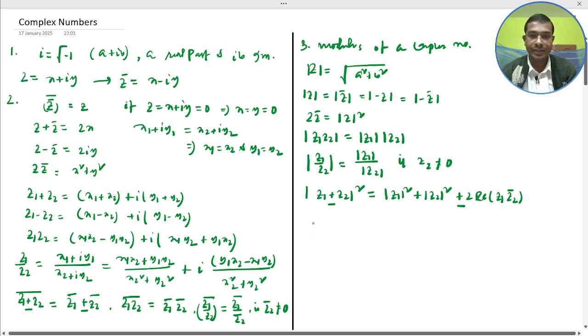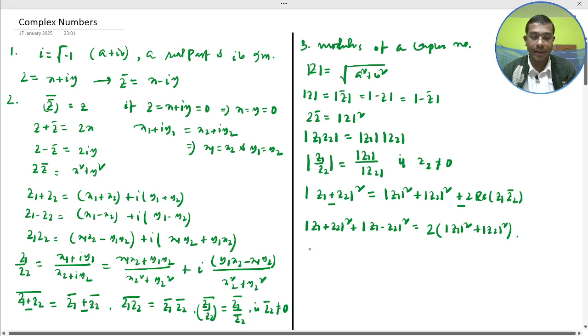Next one: mod z1 + z2 whole square + mod z1 - z2 whole square, basically like (a + b) whole square + (a - b) whole square, you just say that 2 into (a square + b square), or 2 into (mod z1 square + mod z2 square).